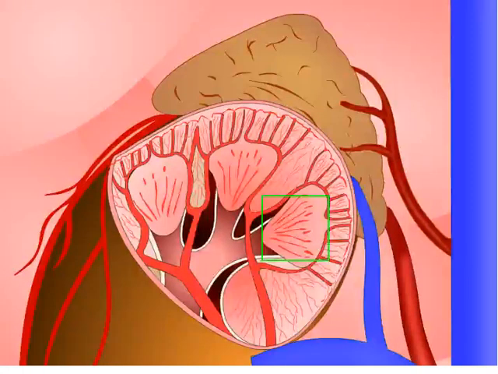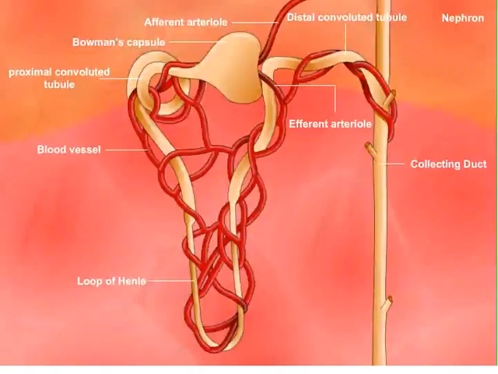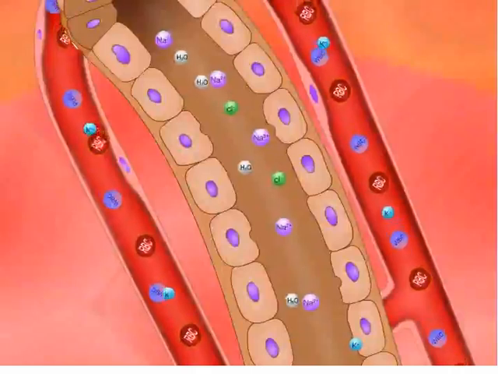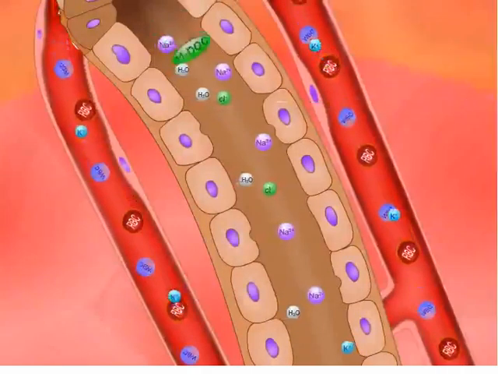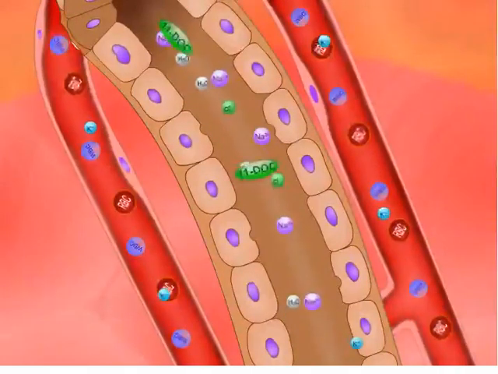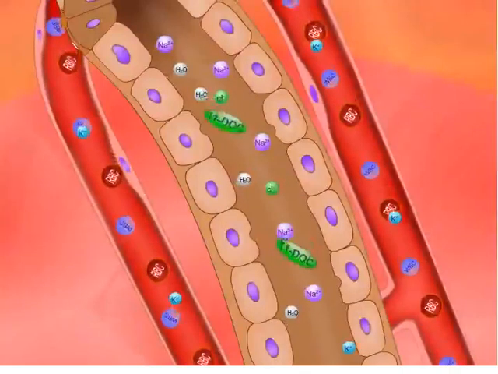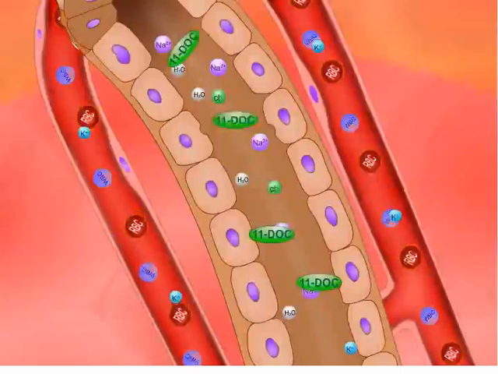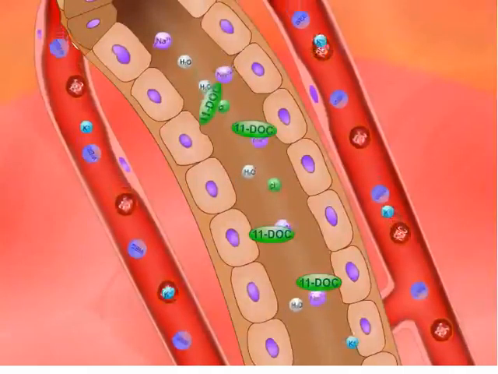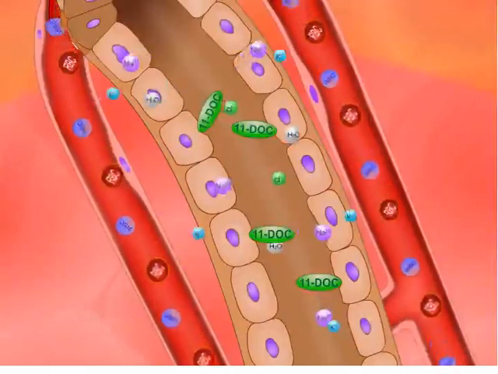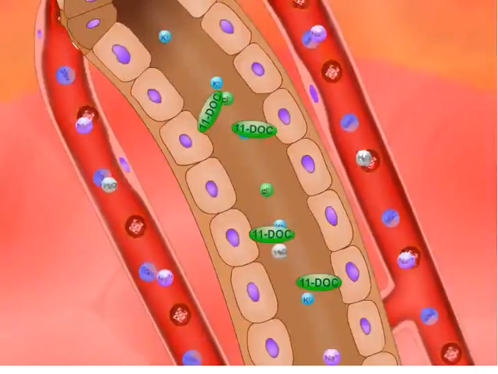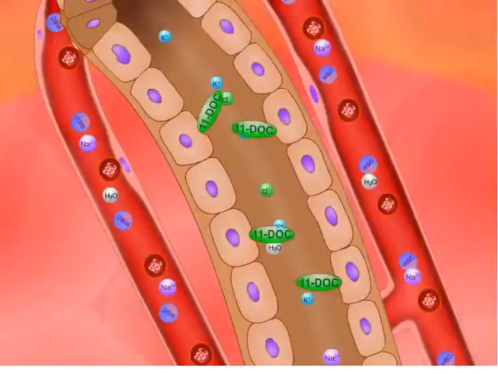Let's take a closer look at the nephron and zoom in on the collecting duct. Elevated levels of 11-DOC will have the same effects on the collecting duct as aldosterone, which are increasing the reabsorption of sodium and water and increasing the secretion of potassium. These actions lead to both hypertension and hypokalemia.